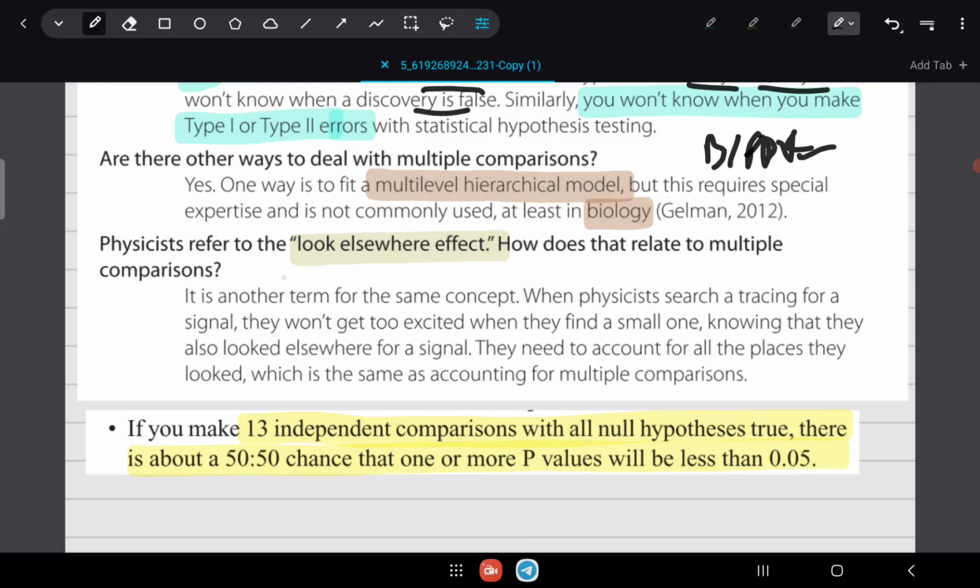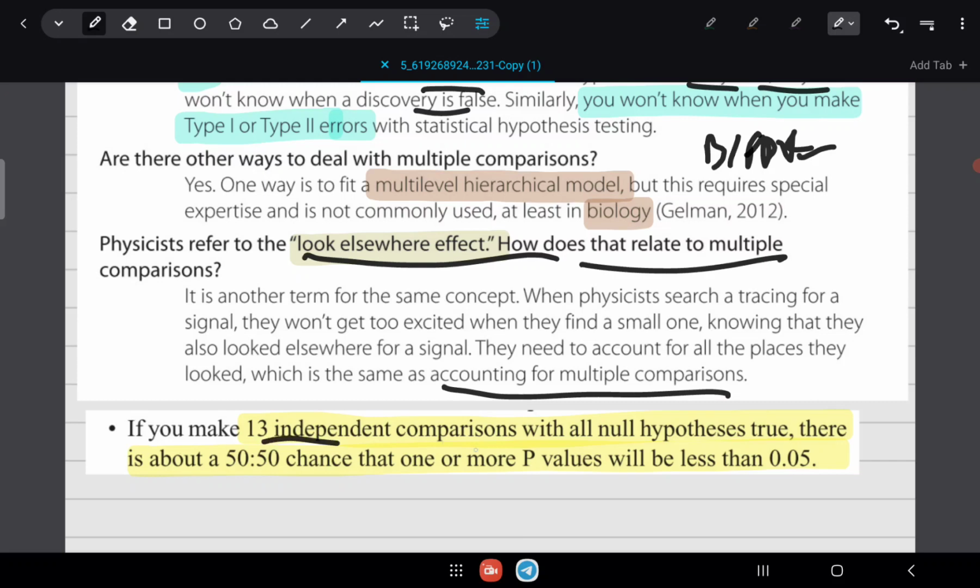Physicists refer to this differently. In physics there is another term called the look elsewhere effect. This is just another term for multiple comparisons. In physics they make a lot of multiple comparisons, and they also account for these multiple comparisons by adjusting the significance threshold.